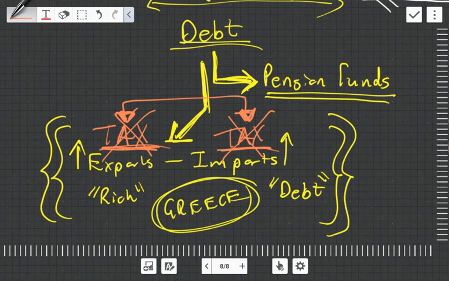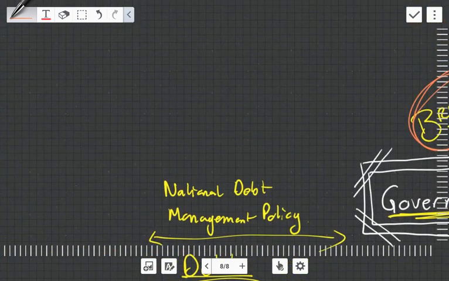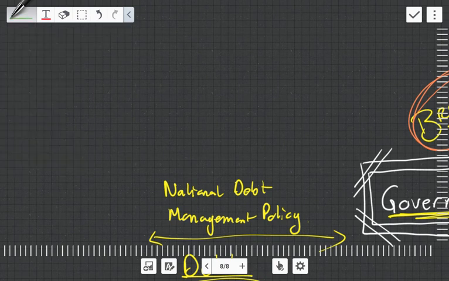But otherwise, national debt management policy is very simple. It's economics. We should all be comfortable with that. Let's maybe move on to one that's a little bit more exciting or a little bit more challenging to understand, and that is exchange rate policy.